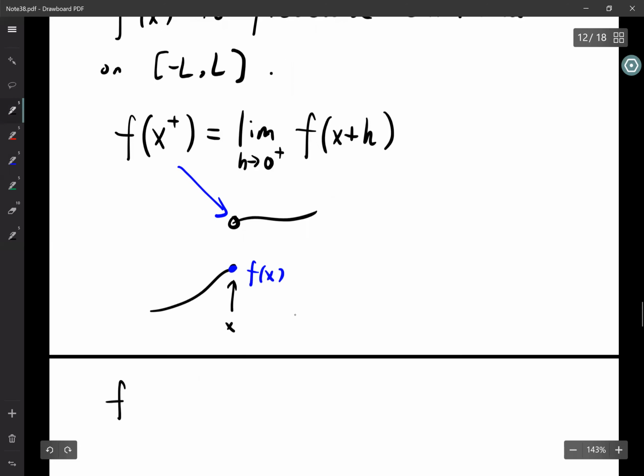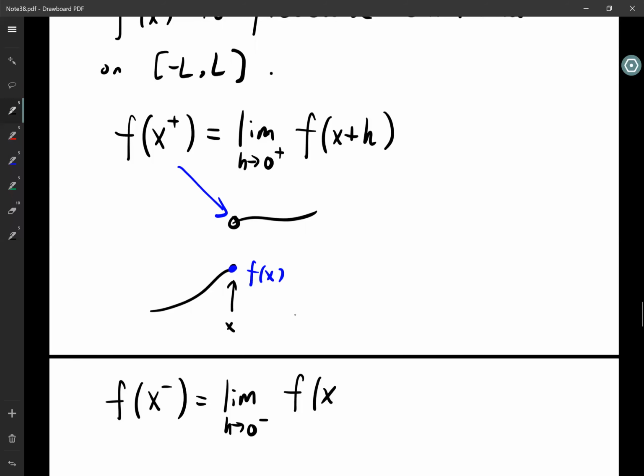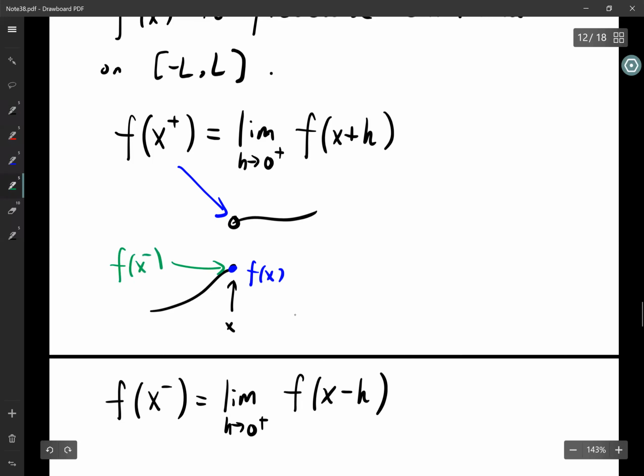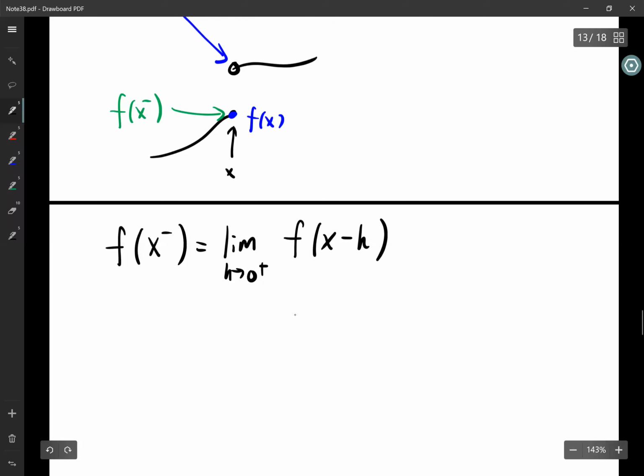Similarly, I can define f(x minus) to be the limit as h goes to 0 minus of f(x plus h), or h plus, but here I use a minus sign. And in this case, this value would be f(x minus). Note that it's not necessarily the case that for a piecewise continuous function, f(x) must be equal to this or that, because I can define f to be somewhere in between. That's possible. So these are just the two definitions. Now I can state the theorem.